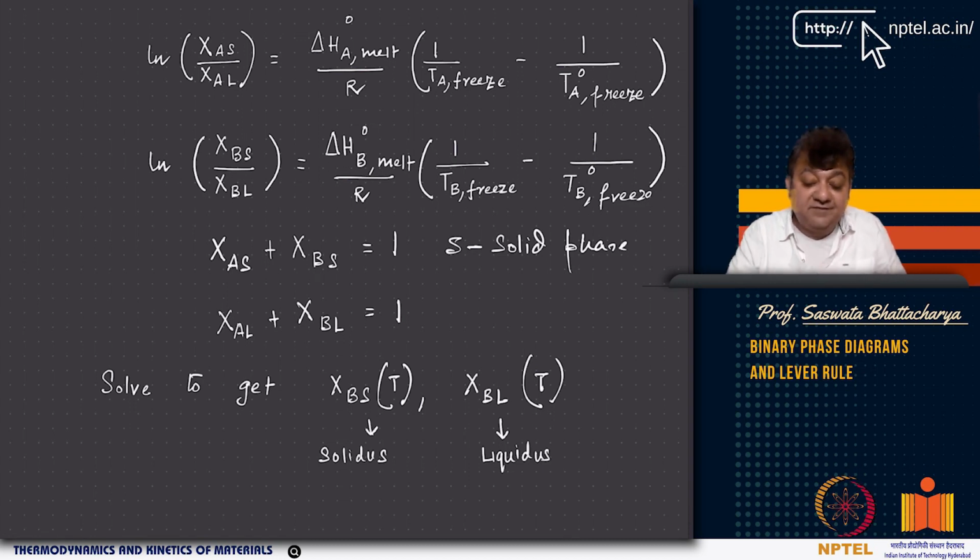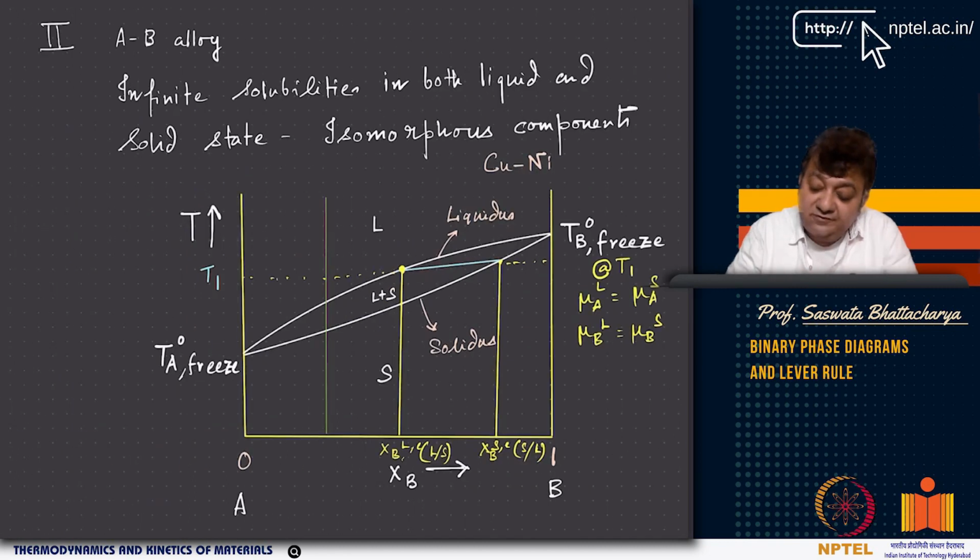But if you see the previous diagram, you had pure A solid and pure B solid. But here you have S, which is a solid phase. It's a mixture of copper and nickel solid, or an A and B solid solution, an isomorphous mixture of A and B. If it's a copper-nickel system, then it is an isomorphous solid solution of copper and nickel. So this S is an isomorphous solid solution of A and B.